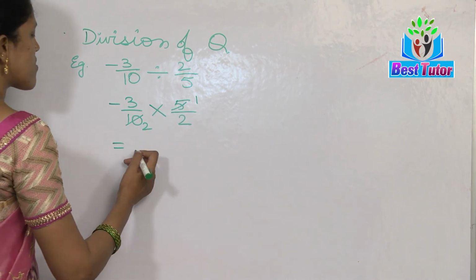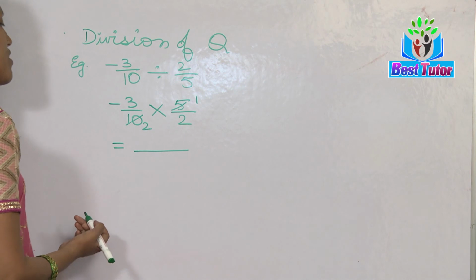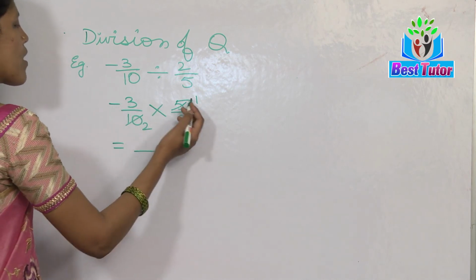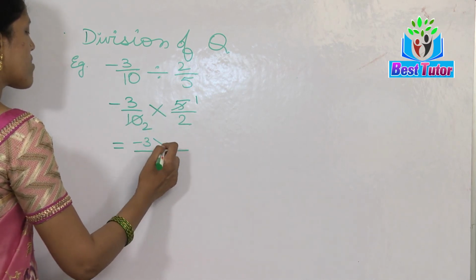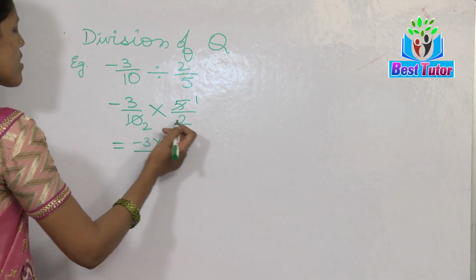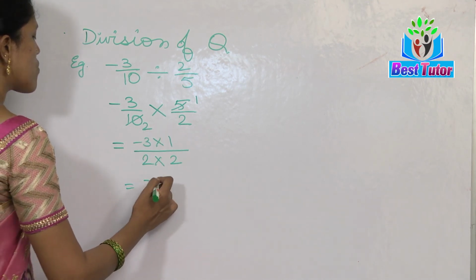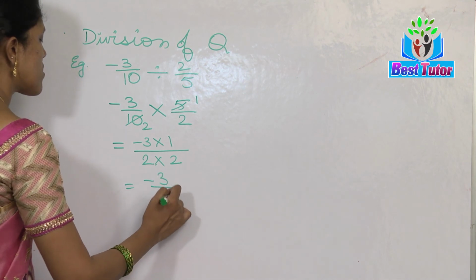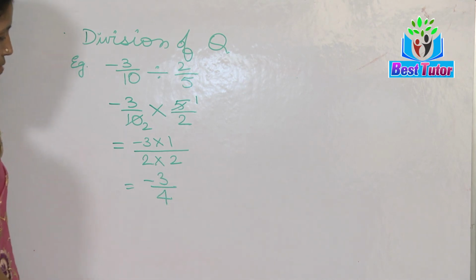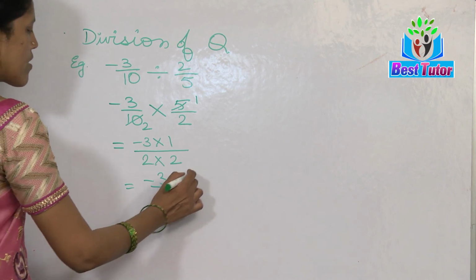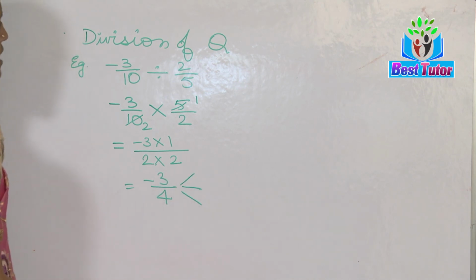The second step says that the answer is going to be a rational number with the product of the numerators as the numerator and the product of the denominators as the denominator. So the solution is going to be minus 3 by 4. Again, is it a rational number? Yes, of course, it follows all the 3 conditions. So this is the procedure.